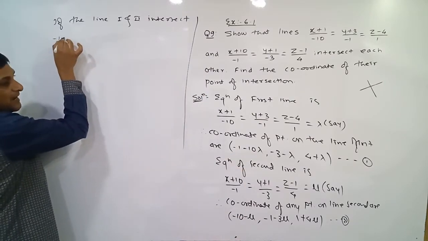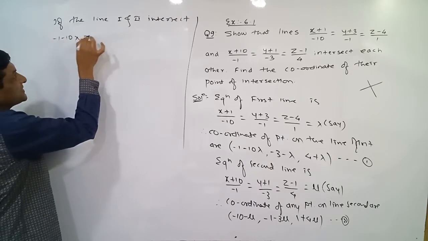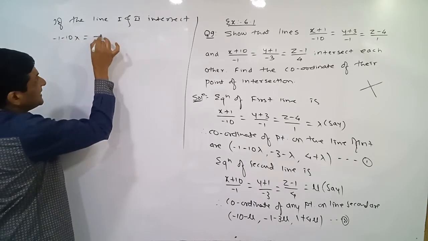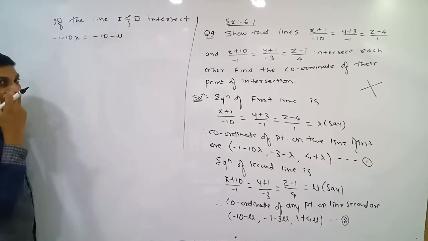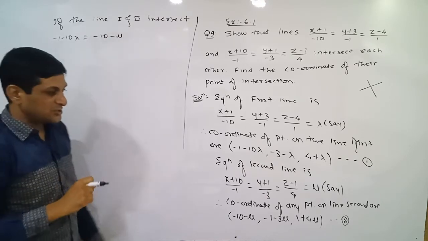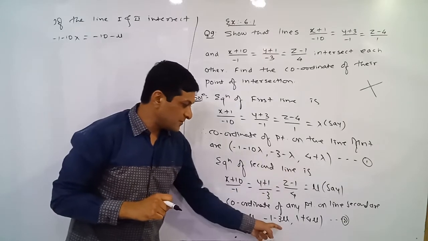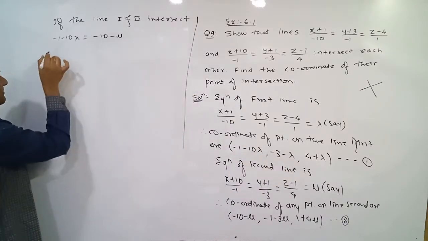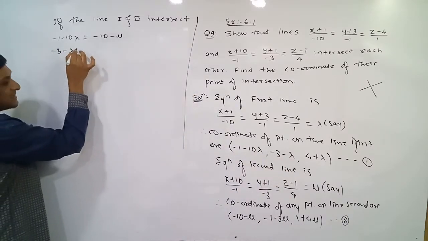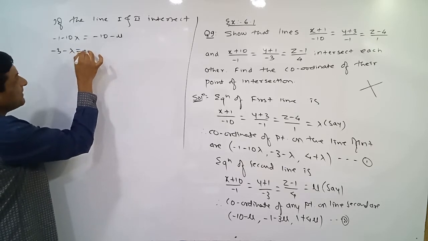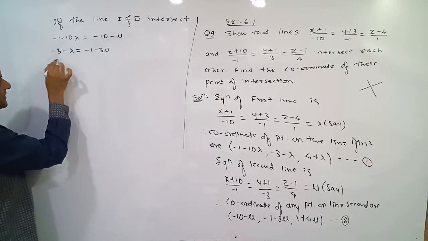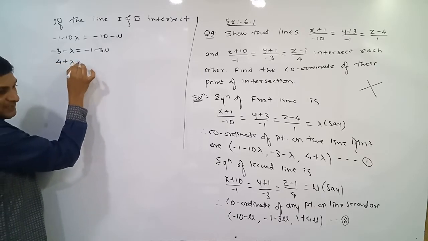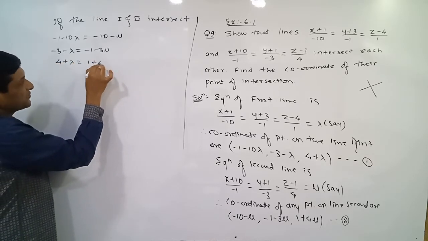Minus 1 minus 10 lambda is equal to minus 10 minus mu. So by comparing x coordinate, we will get this equation. Let us compare y coordinate. What we will get? Minus 3 minus lambda will be equal to minus 1 minus 3 mu. And comparing z coordinate, we will get 4 plus lambda is equal to 1 plus 4 mu.